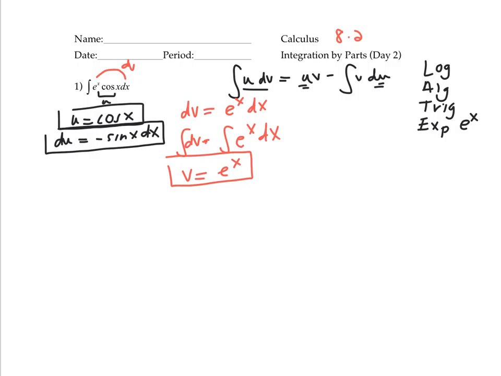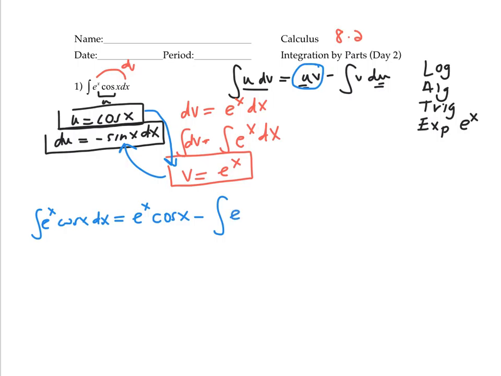So we have our original problem, the antiderivative of e to the x cosine x dx. And now we're going to set that equal to u times v. So we want to take u times v, and you can write it as cosine x times e to the x. I'm going to put that e to the x out in front. And then from that we're going to subtract the antiderivative of v times du. So we're going to have v, which is e to the x, times du, which is negative sine x dx.